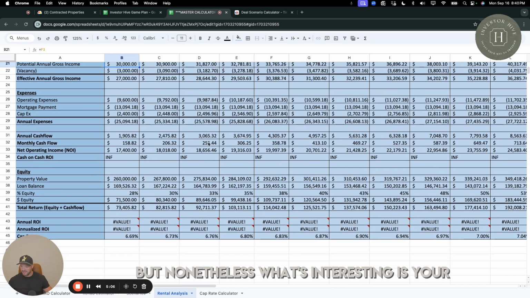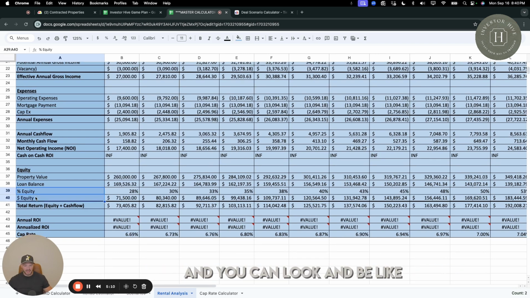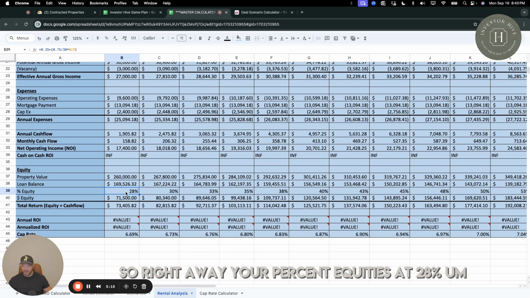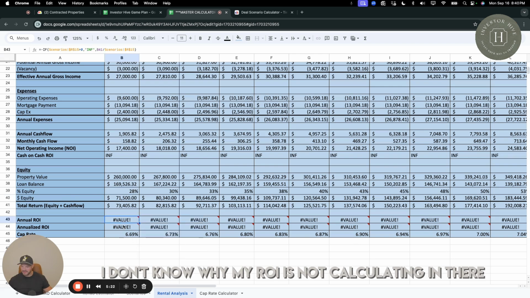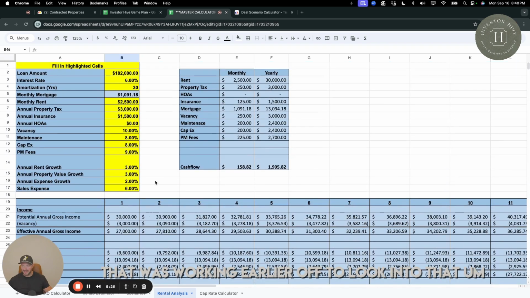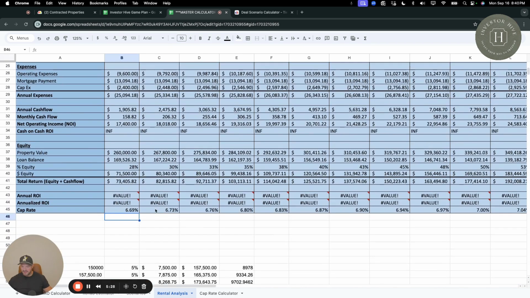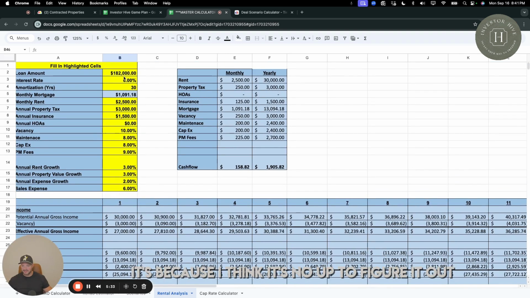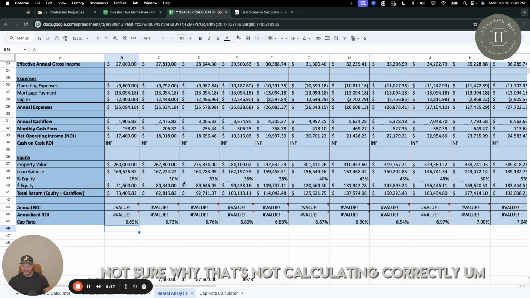But nonetheless, what's interesting is your equity that you have on this property, and you can look and be like, where is it kind of bottoming out or stalling out? So right away, your percent equity is at 28%. I don't know why my ROI is not calculating in there. That was working earlier. I'll have to look into that. I'm not sure why that's not calculating correctly.